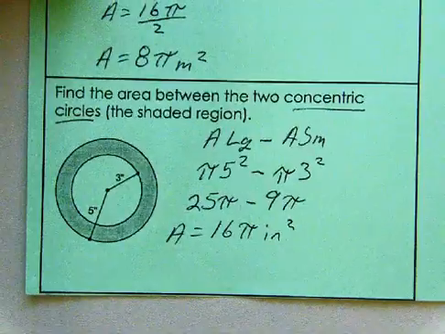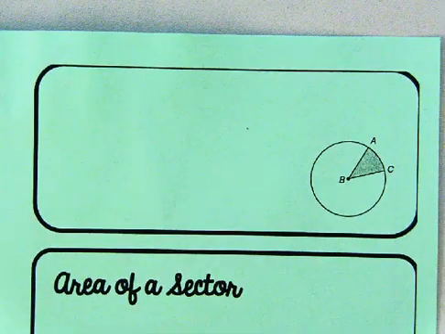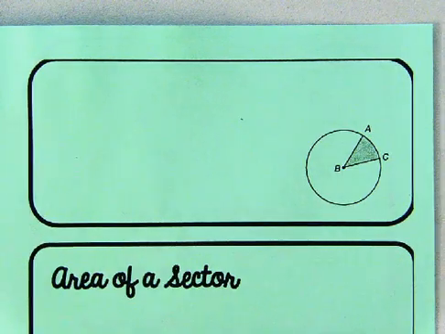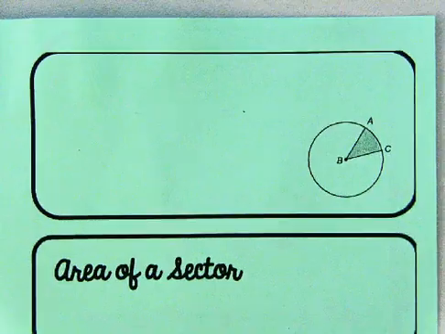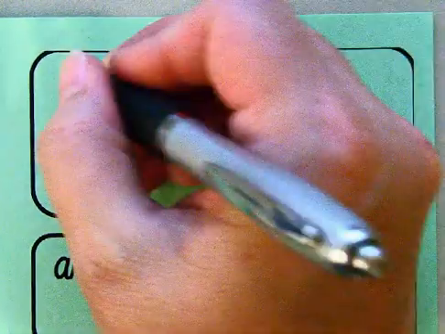All right, let's go ahead and move on to the other side of our foldable. This is our sectors, area of a sector. So for this side, we're going to start at the top. We're going to fill in some information there.